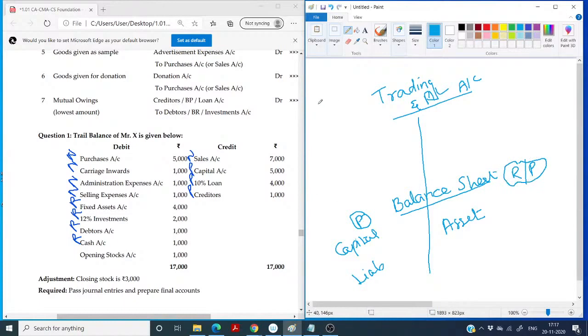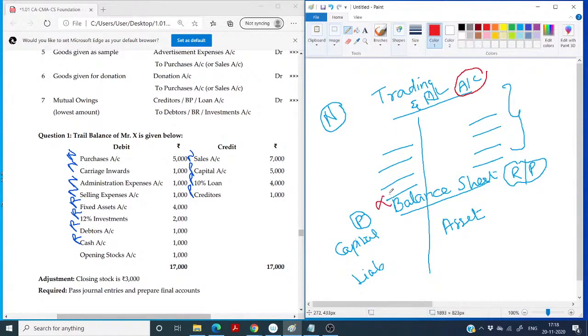Remember, you are aware that accounts are of three types: real, personal and nominal. The nominal accounts will come in the trading and P&L account. In the trading and P&L account also we have two blocks. The first block is trading and the second block is profit and loss. Remember, the trading and P&L account is an account, but the balance sheet is not an account. Clear?